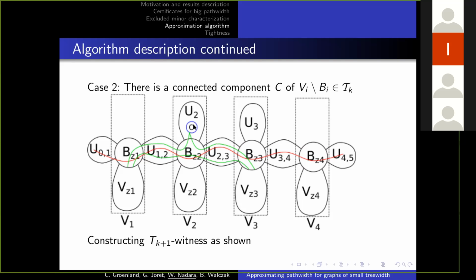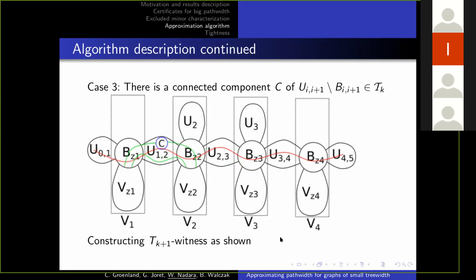So assume that there is a big component C hidden. Let's say it's hidden within U2. In that case, we want to look at three big subgraphs. One big subgraph is this C. Second big subgraph is a graph induced on VZ1, and a third big subgraph is a subgraph induced on VZ3. And we want to find these green connections between them. It can actually be argued that these green connections exist, and because of that, we are able to find a bigger witness.